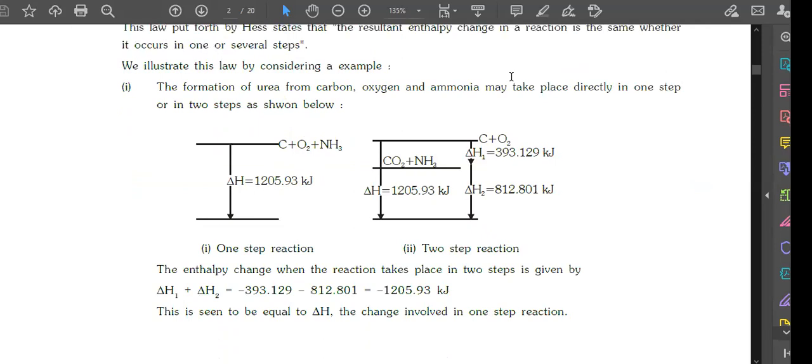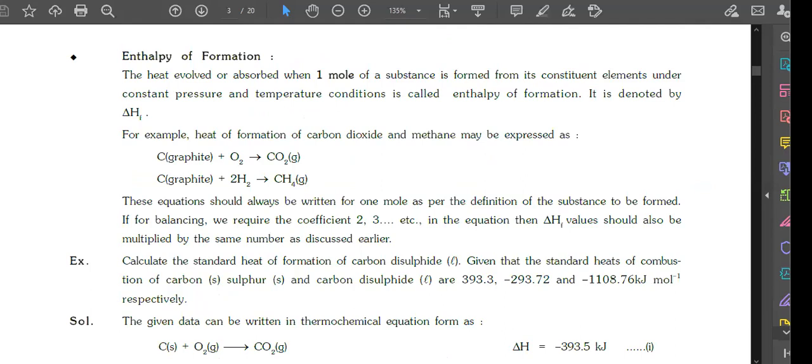I'm just revising what we have studied in last class. Till now, we just revised whatever we have studied in last class. I'm not teaching anything new for now. Right, everyone? I hope all of you remember these. So, enthalpy of formation, this we studied.